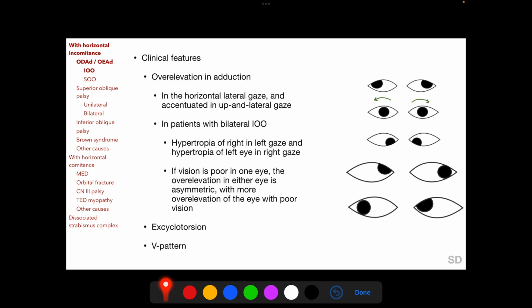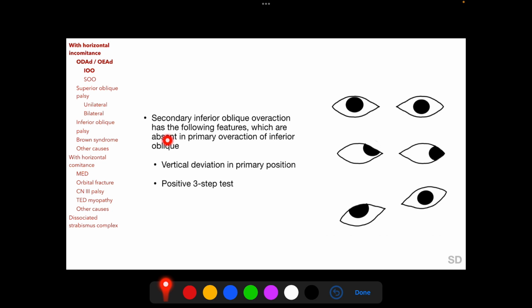oblique muscle. The clinical features of inferior oblique overaction include overelevation in adduction, cyclotorsion, and a V-pattern strabismus. The overelevation in the contralateral gaze is accentuated in the up and contralateral gaze, and in patients with bilateral inferior oblique overaction, there will be hypertropia of the right eye in left gaze and hypertropia of the left eye in right gaze.